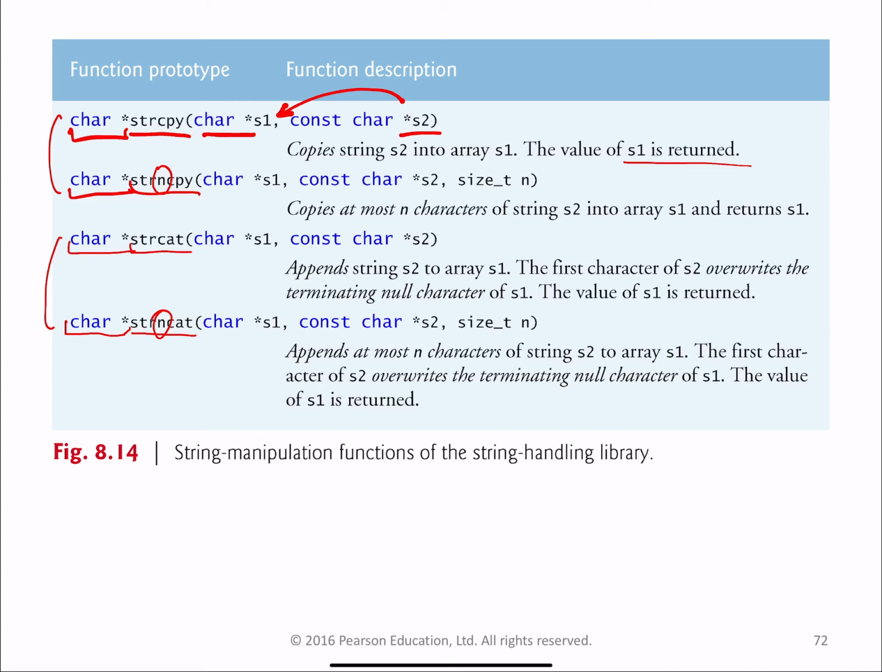Let me now talk about this pesky looking n in the function names of two of these functions. So what's the difference between string copy and string ncopy? String copy simply copies string s2 into string s1's place. String ncopy copies at most n characters of string s2 into s1. And I'm saying at most because if a null character is encountered before n characters have been copied, then that's the end. The null character serves as the terminating character in that case.